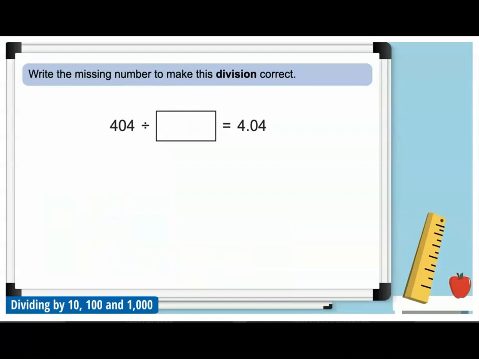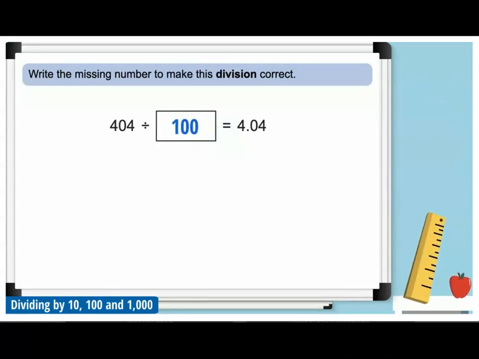Let's take a look at another question. Write the missing number to make this division correct. 404 divided by blank equals 4.04. Now pause the video and see if you can work it out. Did you figure it out? The missing number is 100.